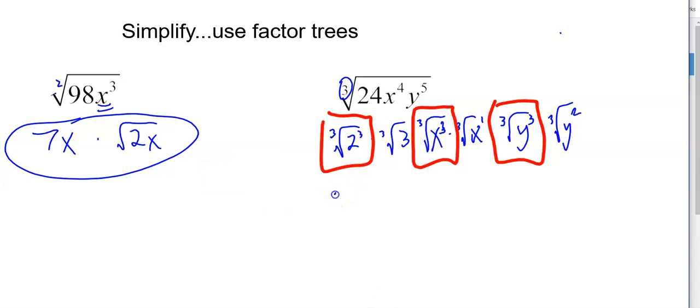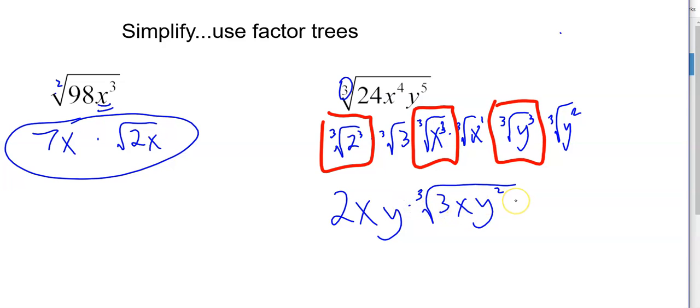So what comes out is this is really 2, this one's really x, this one's really y. What's left over in the cube root is a 3, an x, and a y squared. I need 3 to come out there, and none of those have enough friends or partners there that are similar to work.